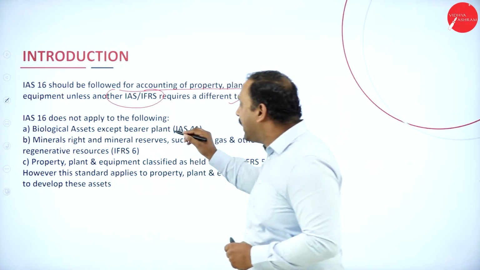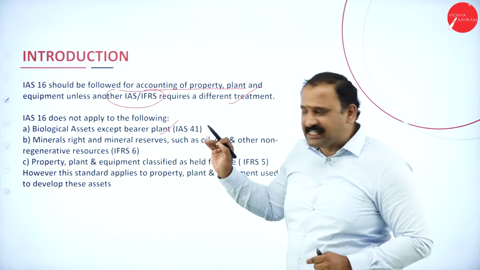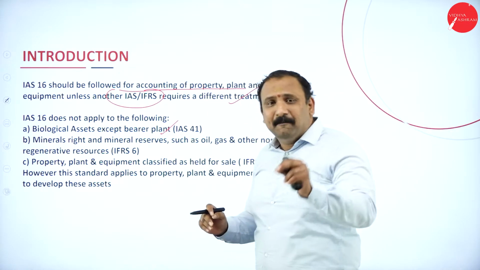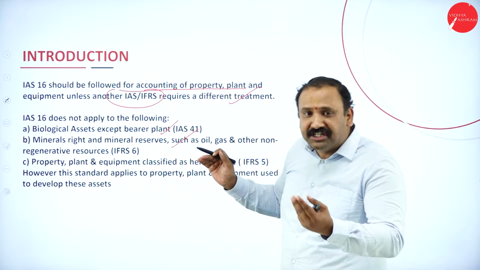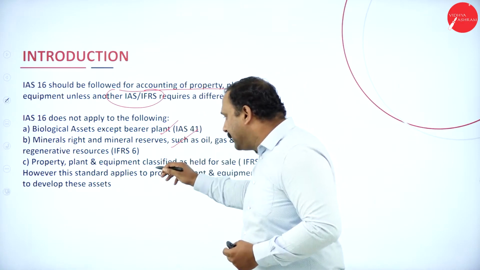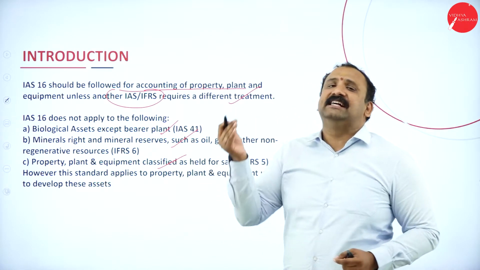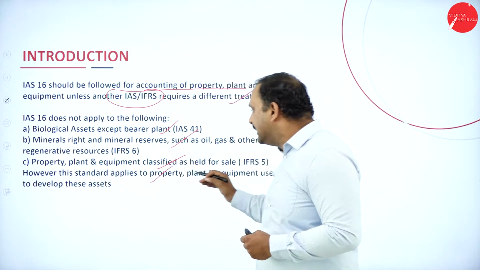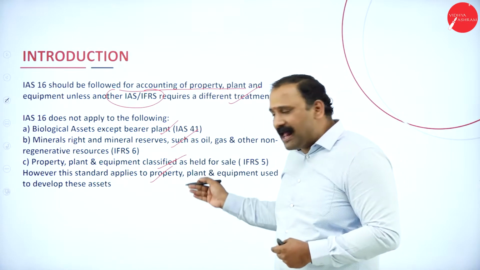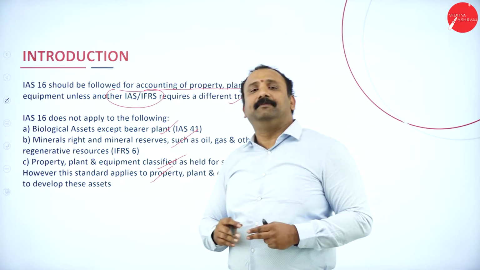Suppose it is a biological asset except that of the bearer plant, mineral rights and mineral reserves such as oil, gas, petroleum, regenerative resources, property, plant, equipment classified as held for sale. Now it has been held together. However, this standard applies to property, plant, equipment used to develop these assets.